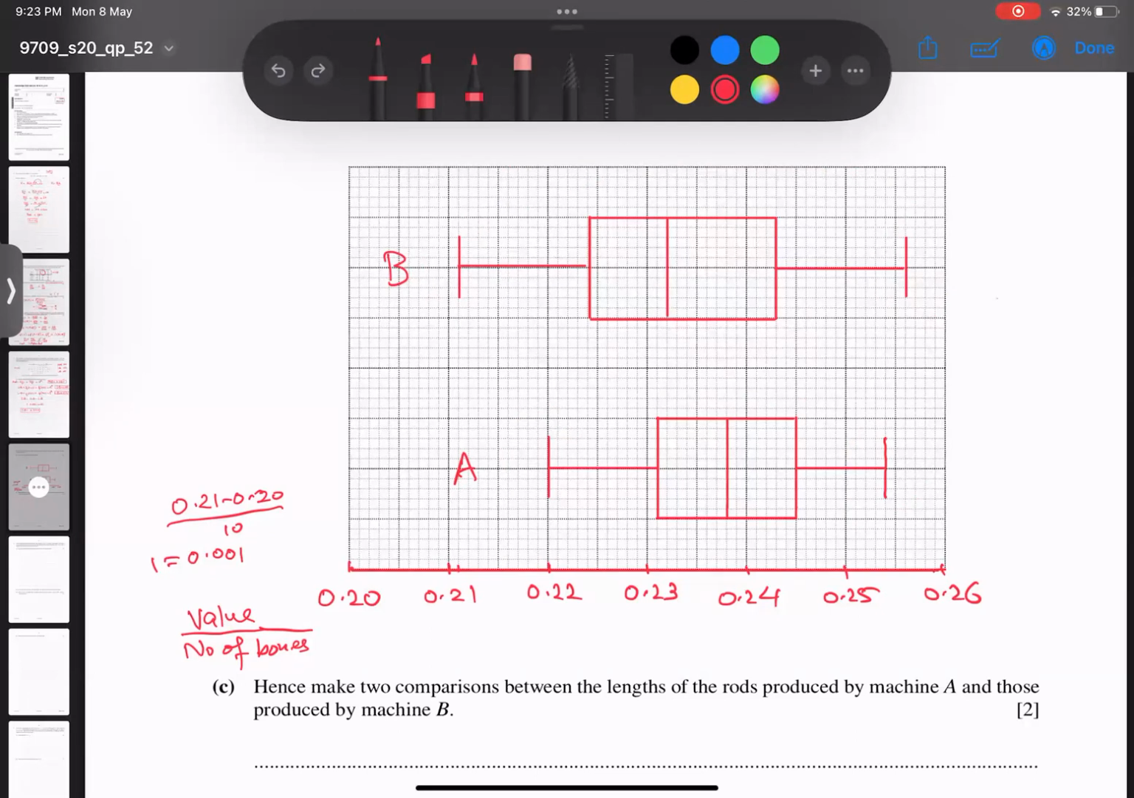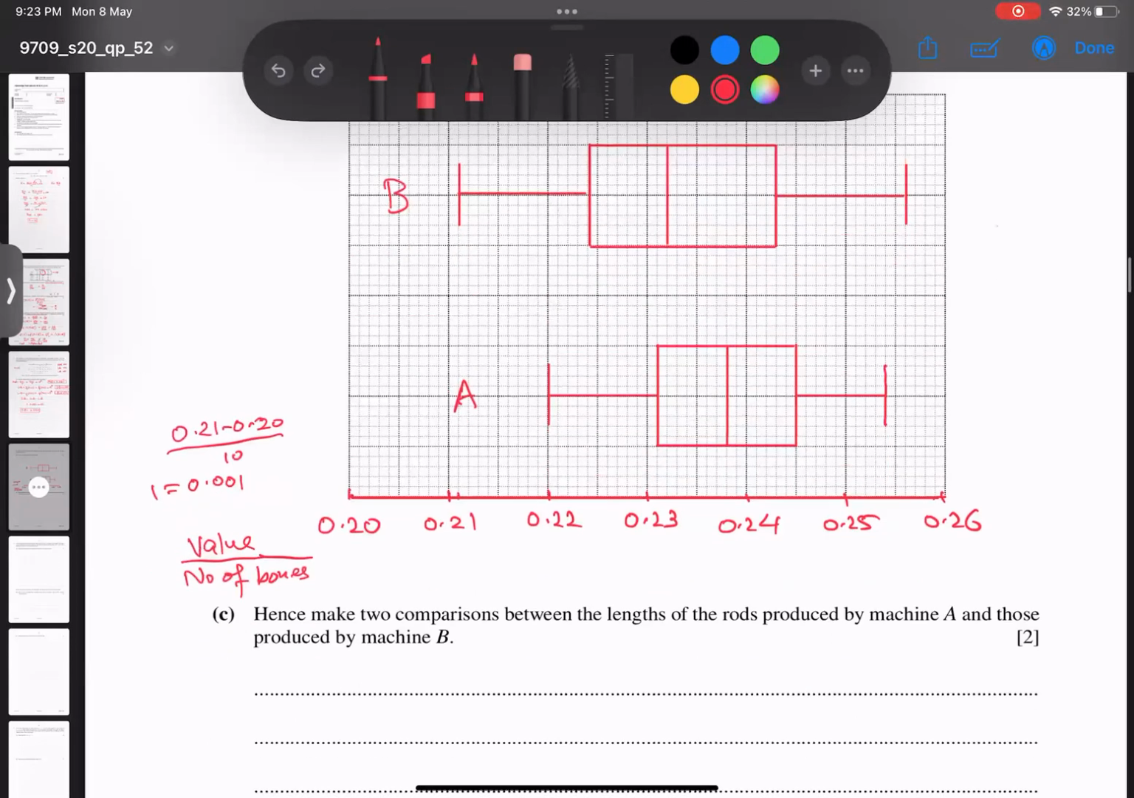But he talks about the length. I think we can guess from here that the length is more. Here it is also a wider range. You can say that the range is wider. So machine A has less spread. We can say that because machine A has less spread.